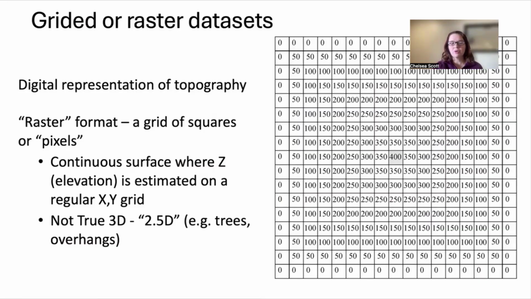And it's important to note that these are really 2.5-dimension features, not true 3D. So features with 3D structure, for example, trees, cliffs, or overhangs that have more than one elevation at a single location at the ground surface, these can only be represented by one single elevation. So that is what makes these 2.5 dimensions.